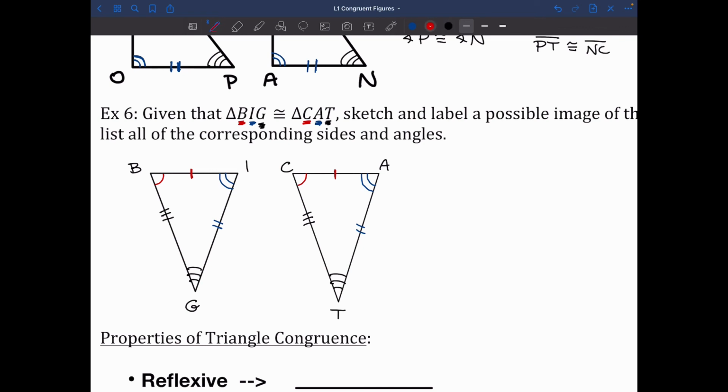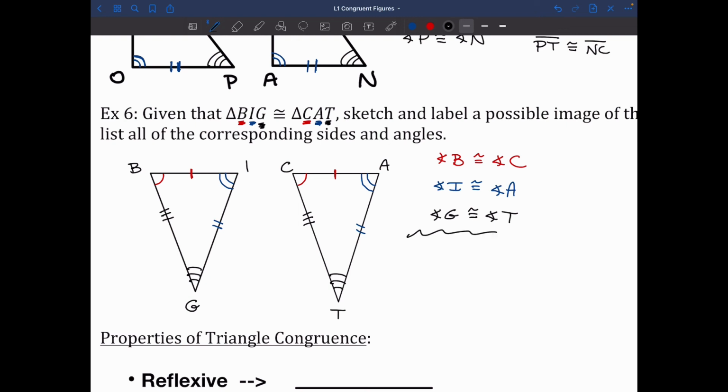To name these, I'm going to do the same thing as we did on the last one. Angle B is congruent to angle C. Angle I is congruent to angle A. And angle G is congruent to angle T. So that's all the angles.